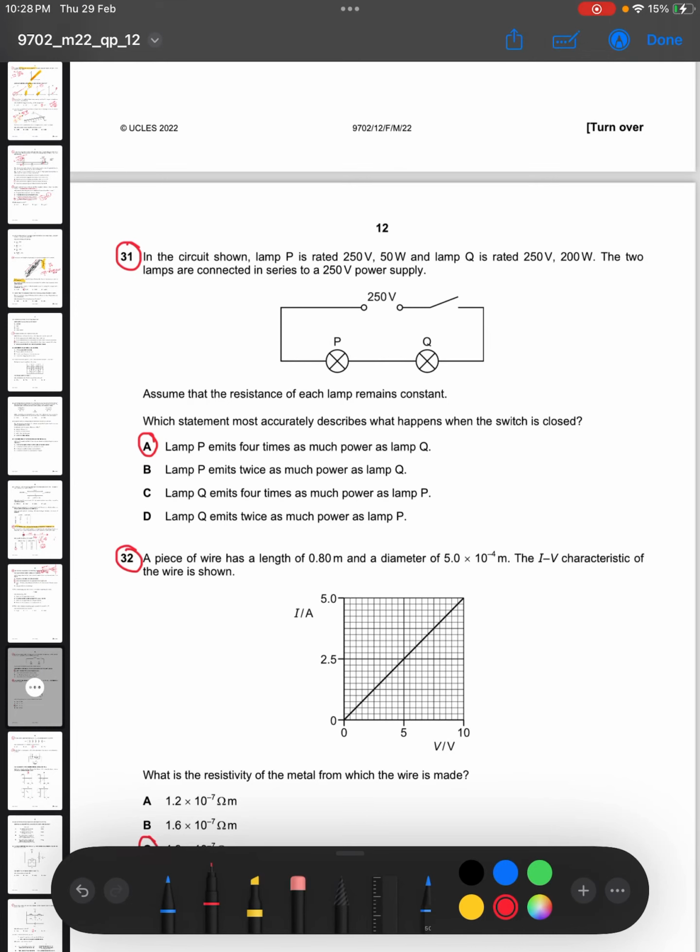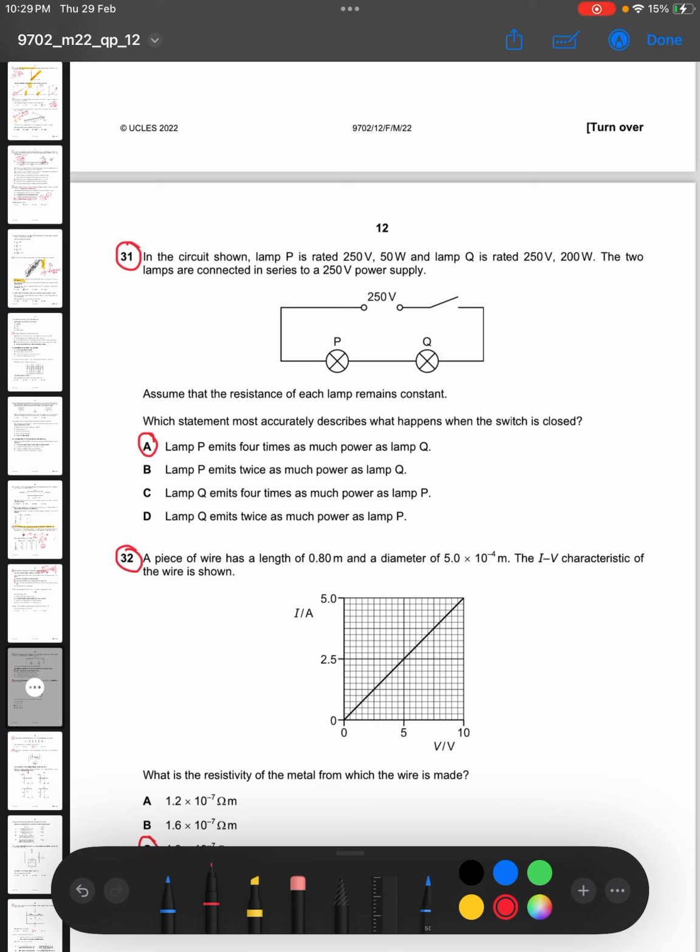The next question says, in the circuit shown, lamp P is rated 250 volts, 50 watts, and lamp Q is rated 250 volts, 200 watts. The two lamps are connected in series to a 250 volt power supply. Assume that the resistance of each lamp remains constant. So the resistance of each lamp is not changing here. Which statement most accurately describes what happens when the switch is closed?